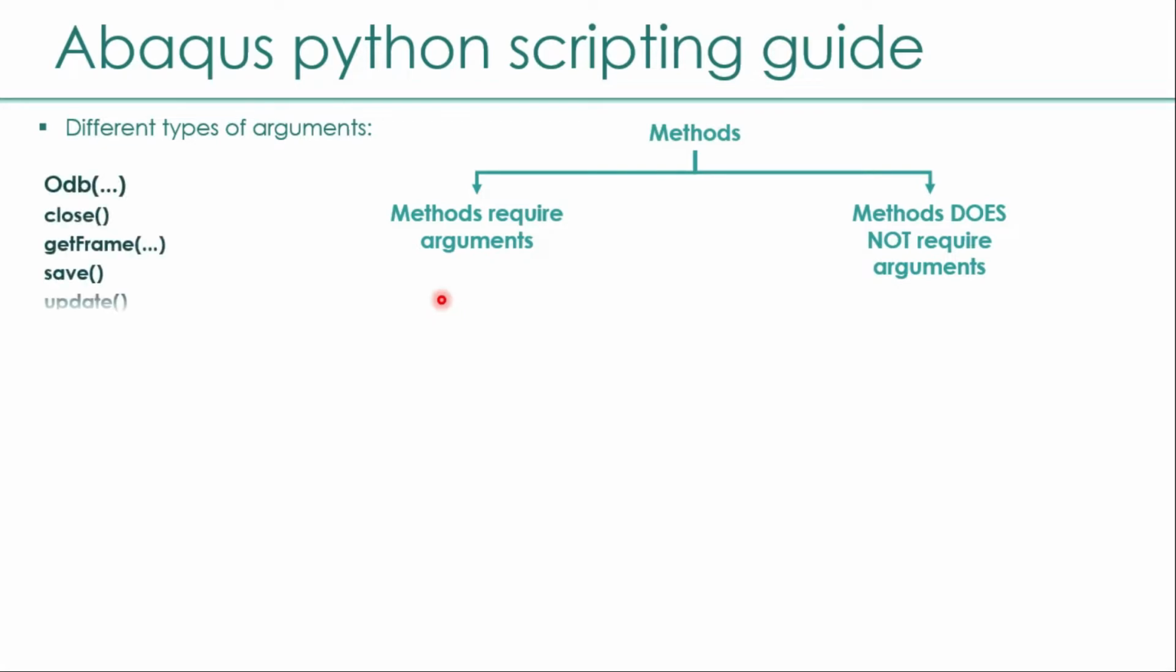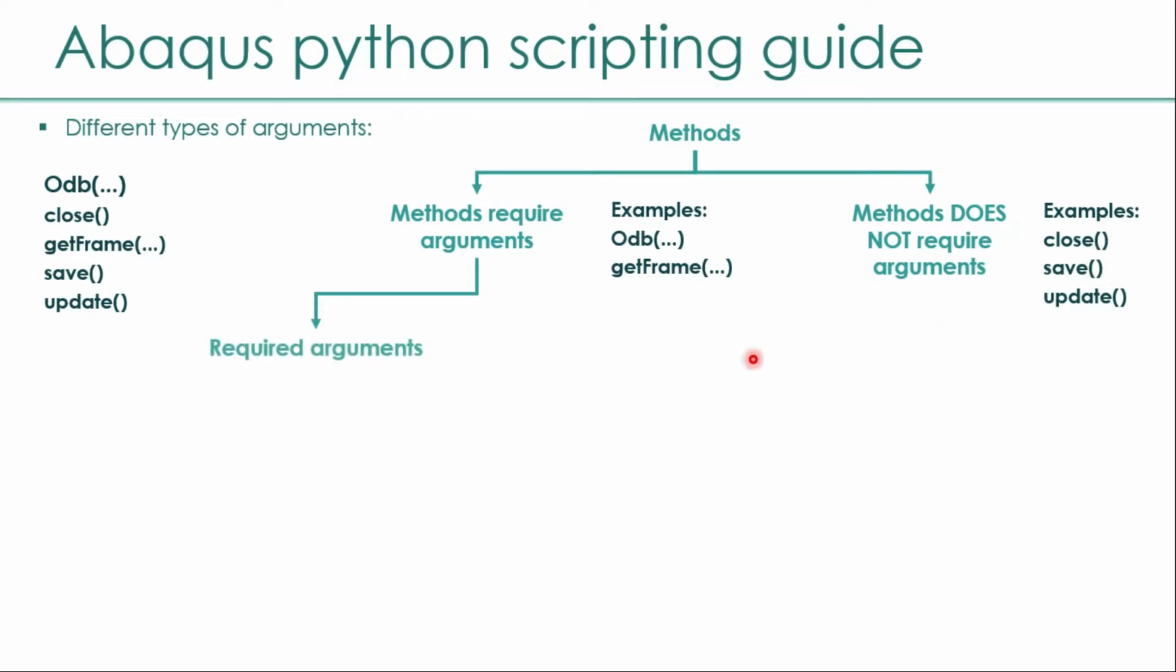Now let's take an example of ODB object methods. Here you can see a bunch of methods that are available for the ODB object. Okay, and the methods which require arguments are given in this fashion. In the parentheses you will see three dots written, and for the methods which don't require any arguments, you will see just the parentheses without any dots.